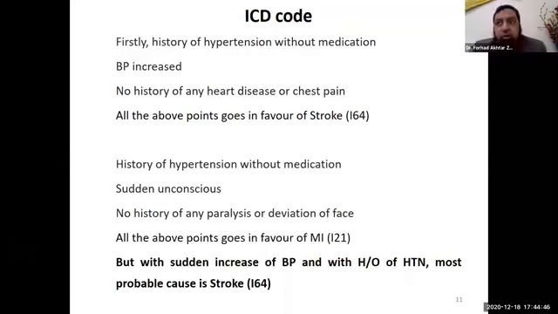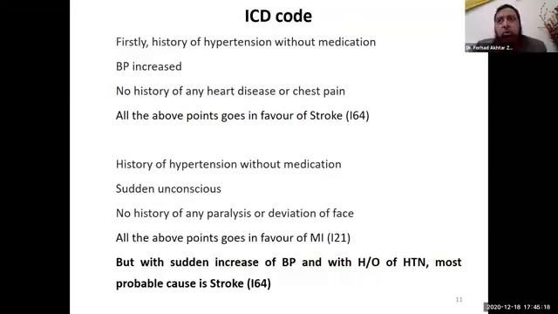So here I have gone with I-64 because a history of hypertension is there and sudden unconsciousness is there. I have gone with I-64 rather than I-21, given the absence of any history of chest pain, because silent MI is rather uncommon unless there is diabetes and the like. So I have chosen I-64 over MI.